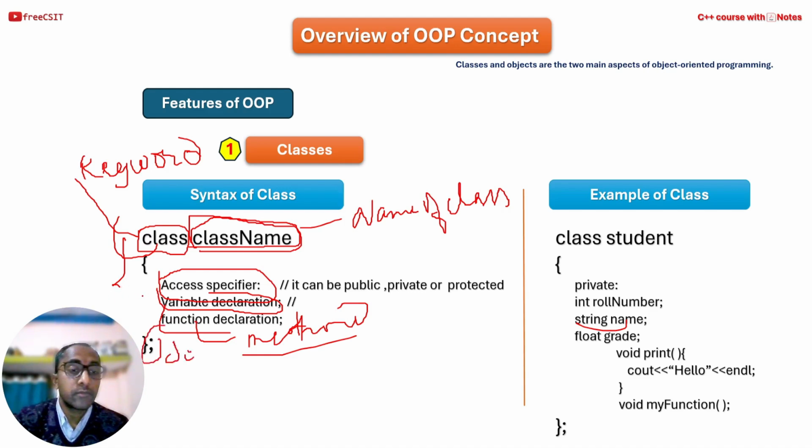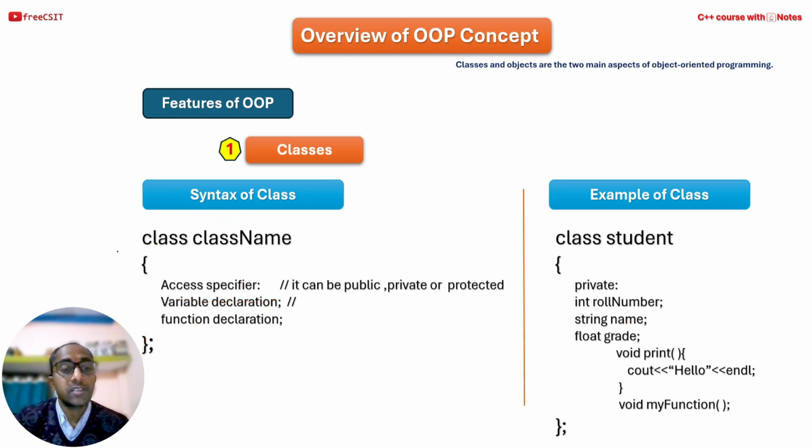It will be terminated with a semicolon. So this is the syntax to create a class. It means to create a class, it always starts with a keyword, that is class. It is the keyword. It is the class name.